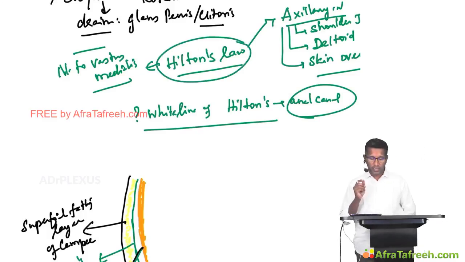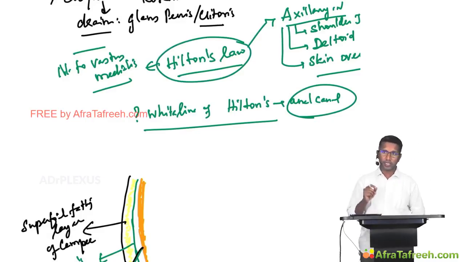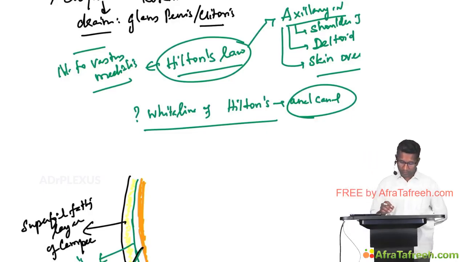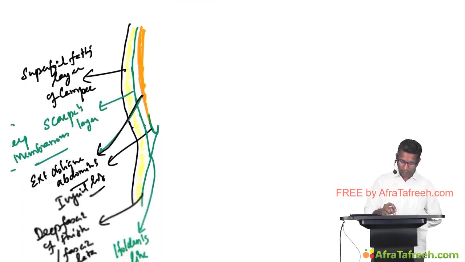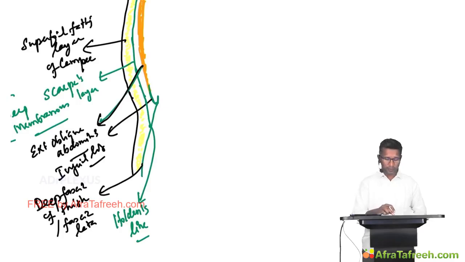What is Hilton's law? If a nerve supplies a joint, it will also supply the muscle acting on the joint, and it will also supply the skin covering the joint. Okay, so that is called Hilton's law. Okay, come back. So this is called Hilton's line. So we were discussing Hilton's line.